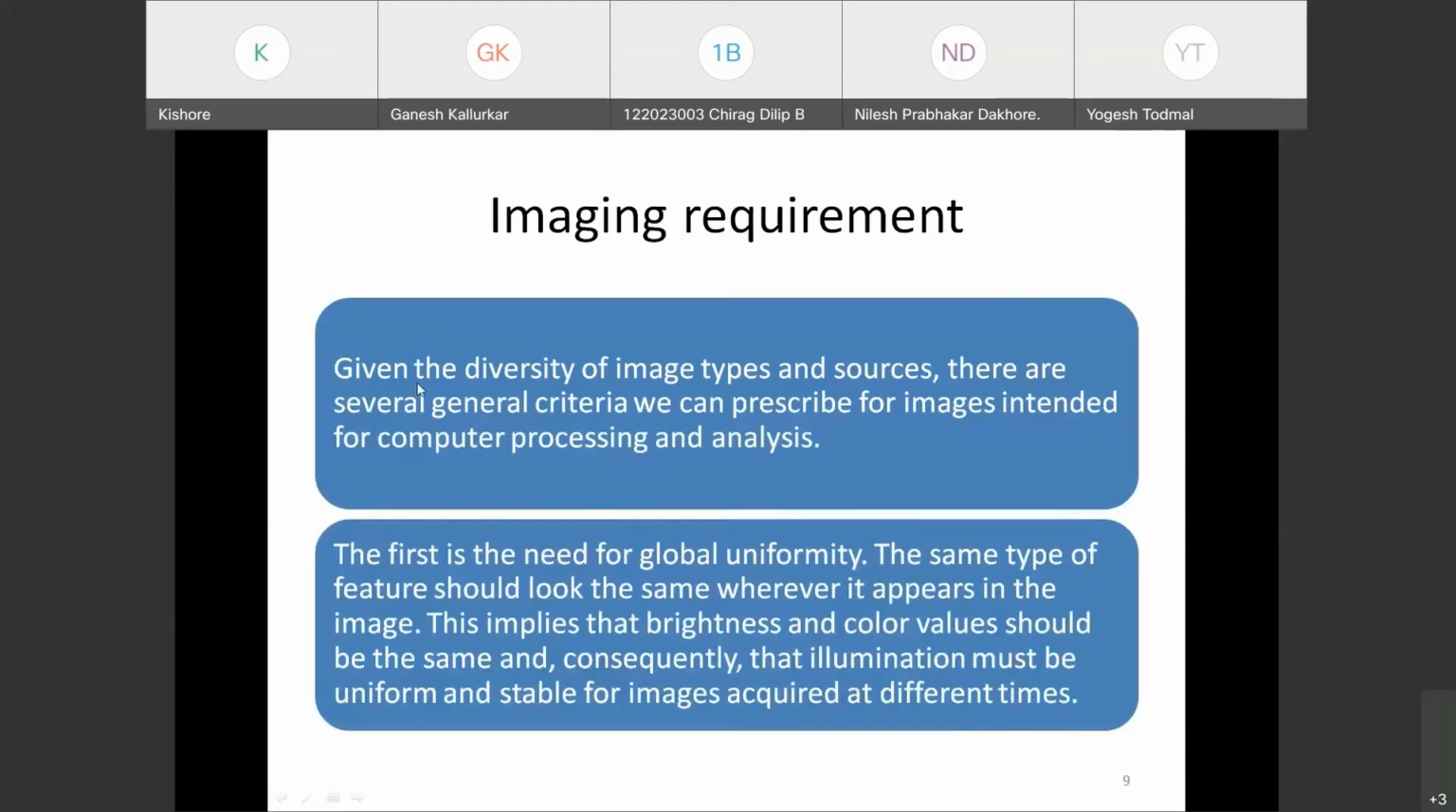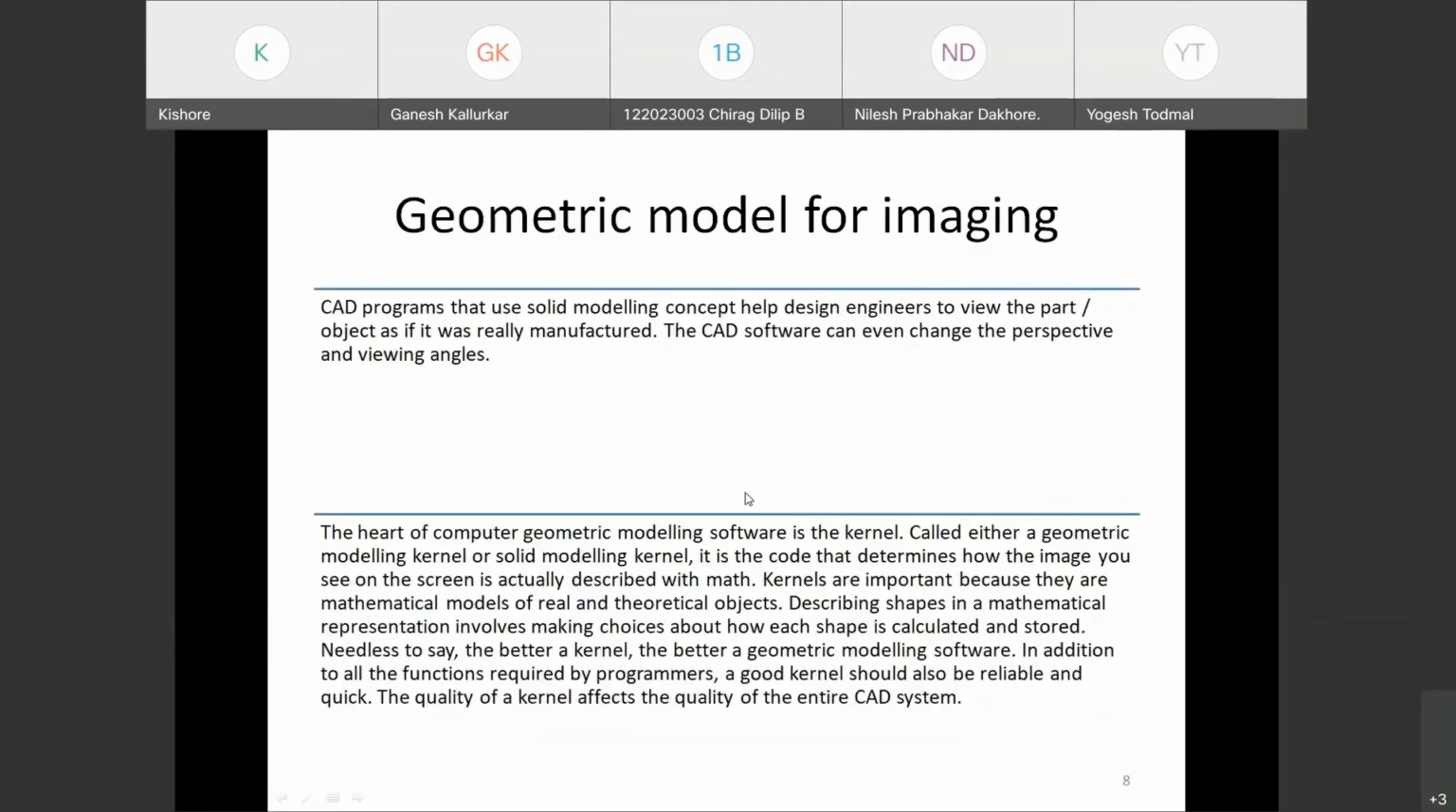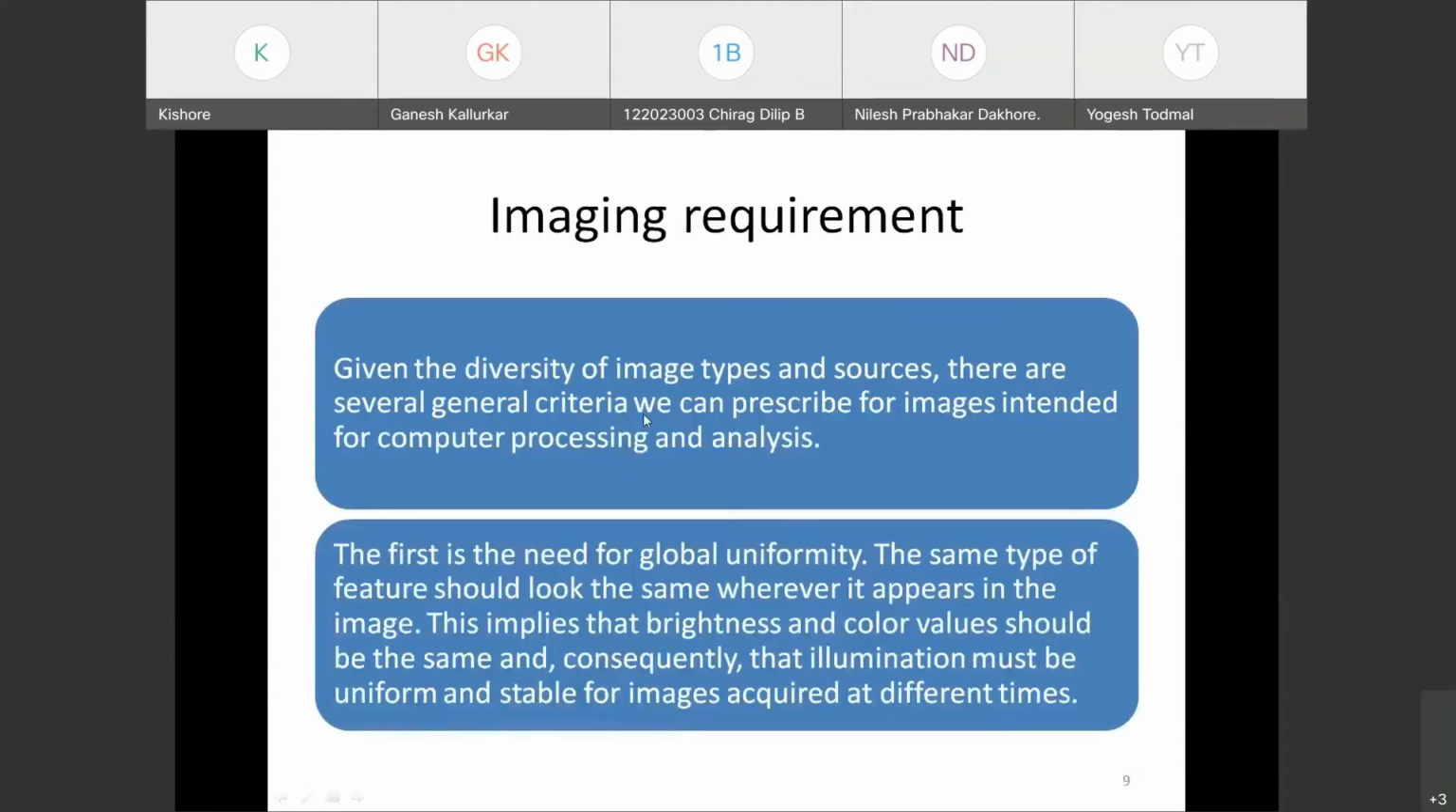So this was all about geometric modeling for imaging. Now we'll start with the imaging requirement. The reason for studying this topic is to understand, if we want to do processing on an image, what the requirements are.